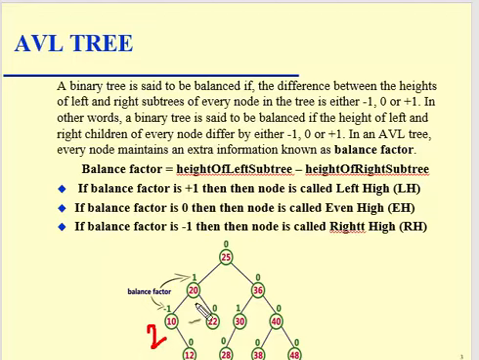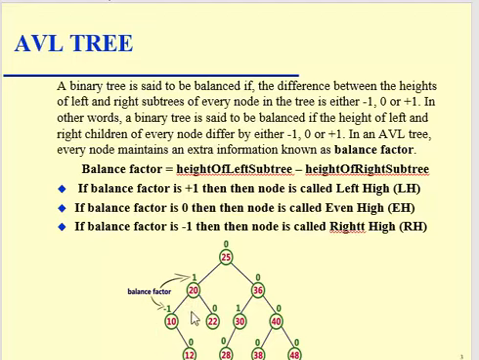Now what is the right subtree of 20? That is this, only a single node. So what is the height of that? That is 1. So what would be the balance factor? First you need to write down height of left minus height of right. 2 minus 1, that is 1. So that's why 1 is written over here.